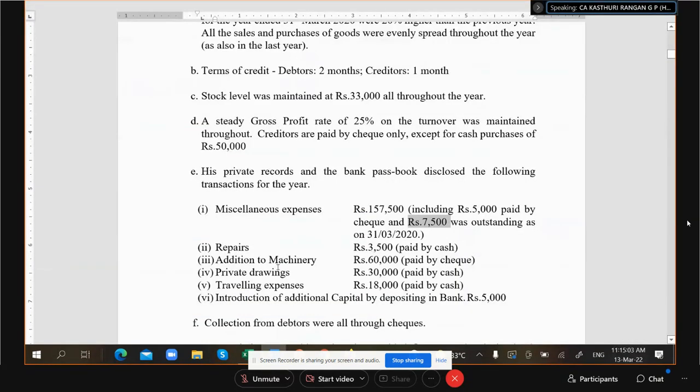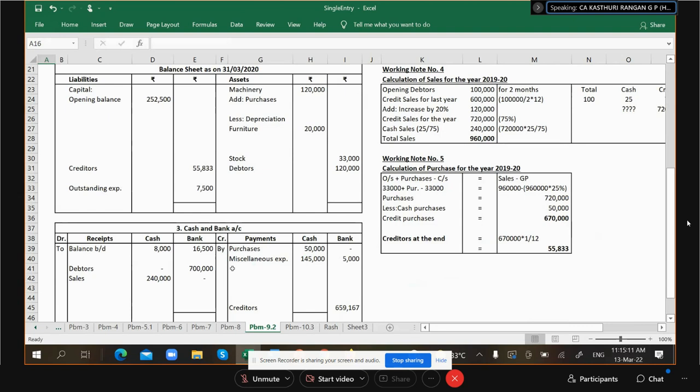Then repair paid by cash, machinery paid by check, private drawing cash, all these are payments. But put it in the appropriate column. Repair paid by cash 3,500. Machinery paid by check 60,000. Drawings cash 30,000. Traveling expense cash 18,000. So these are the payments given in the question. How that is paid also given.